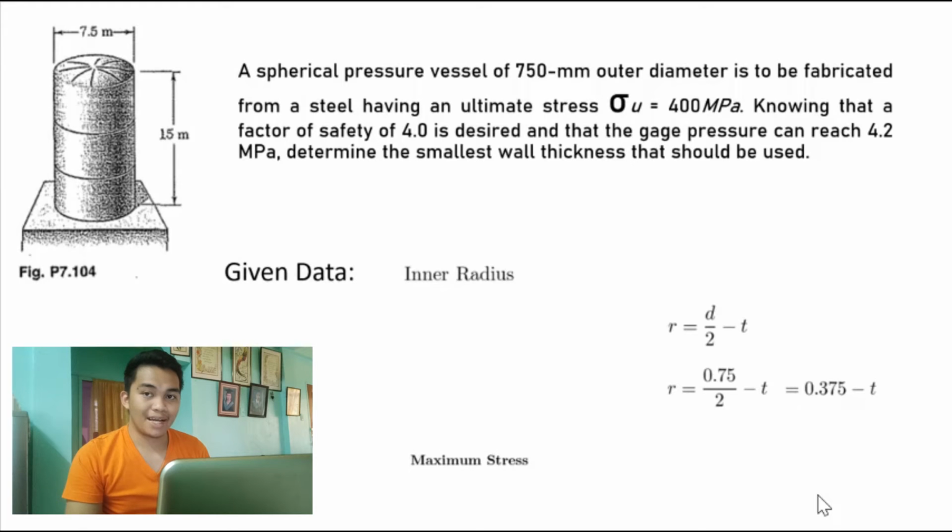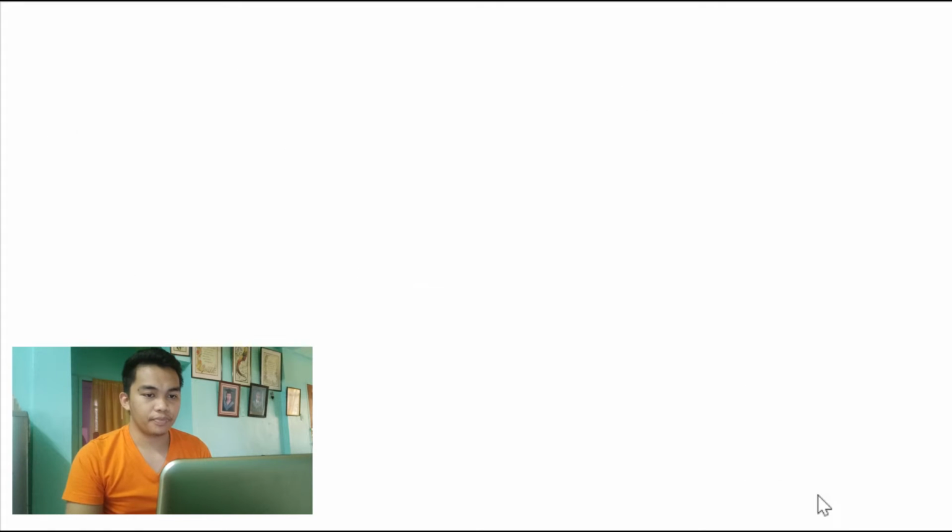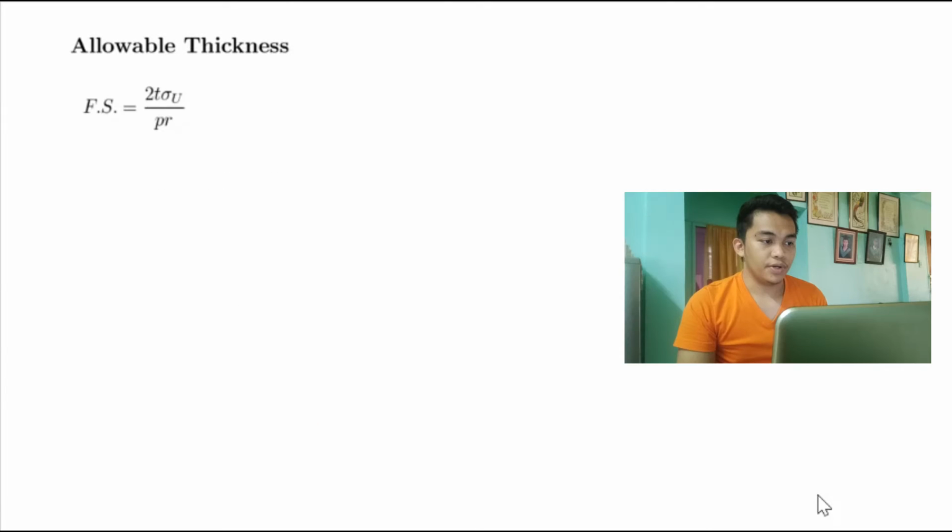The next will be the maximum stress. So the maximum stress is sigma maximum equals PR over 2t. So we're going to look now for the allowable thickness. So Fs is equal to 2t sigma u over PR. That will be the equation that we're going to use. Then we transpose, that will be 2 sigma u t equals Fs times PR.